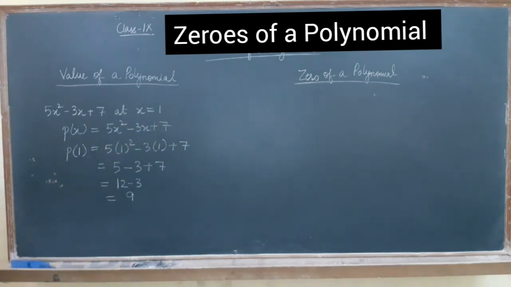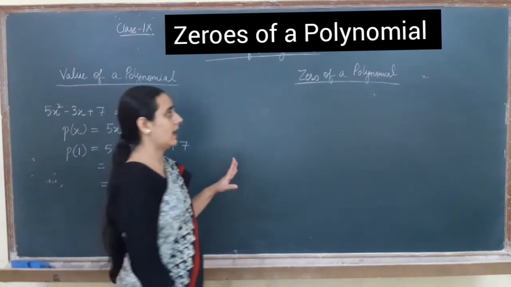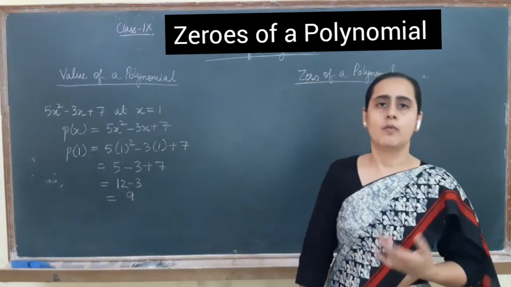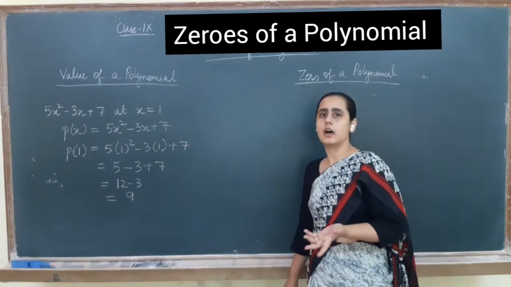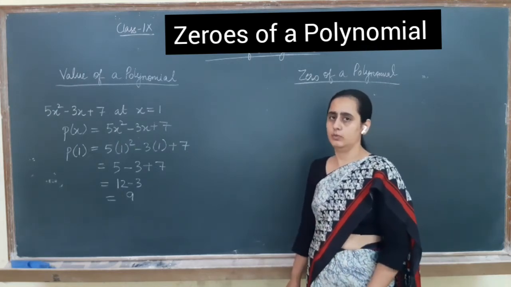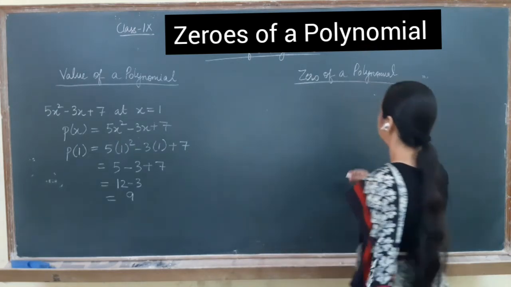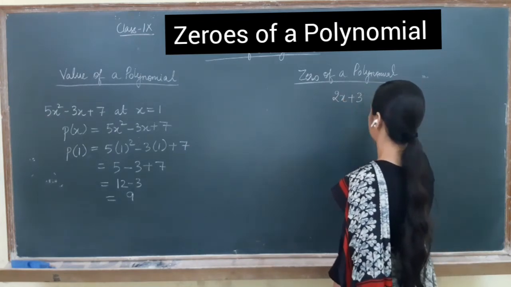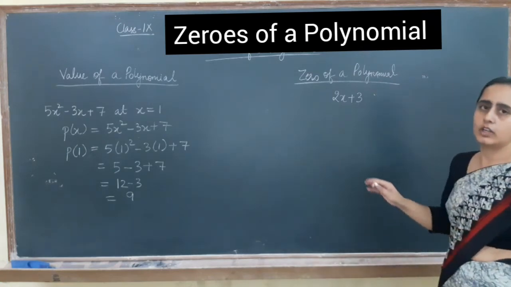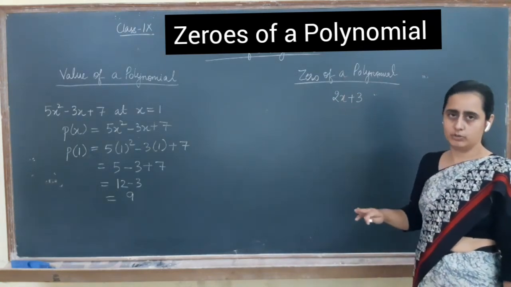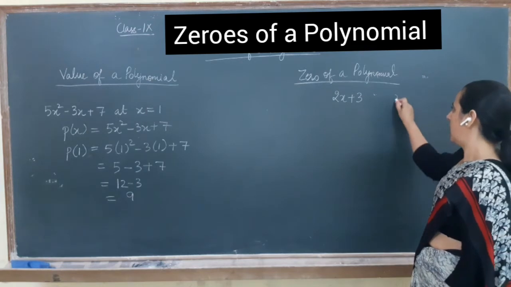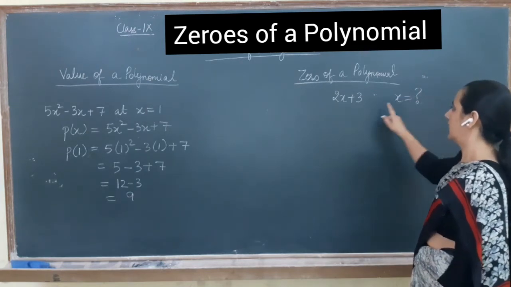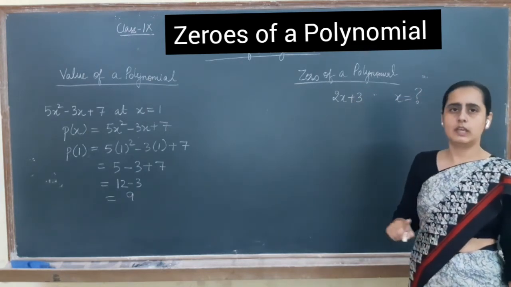Similarly, this concept we are going to use in the zero. Zero means that in the given polynomial, what value should I put so that the answer should come out to be 0. Suppose I take a simple example. Let us take 2x plus 3. I am asking what can be the zero of this polynomial. That means what value of x should I put so that the answer should come out to be 0.